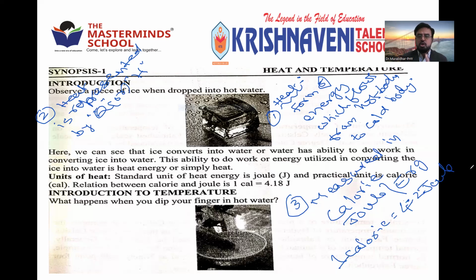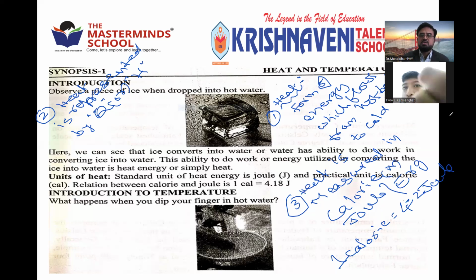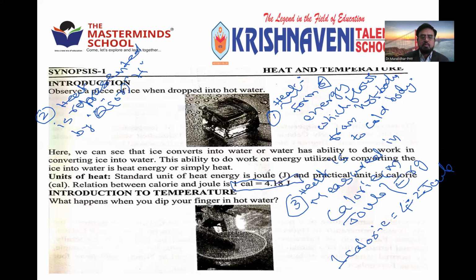Right. So the third point is that heat is measured in calorie or joule or erg, because heat is also energy, so you can measure it in joule. Okay, so note down the 3 points we learned initially. 4.2, I directly wrote, actually it's 4.18. I wrote directly 4.2. You write 4.2.